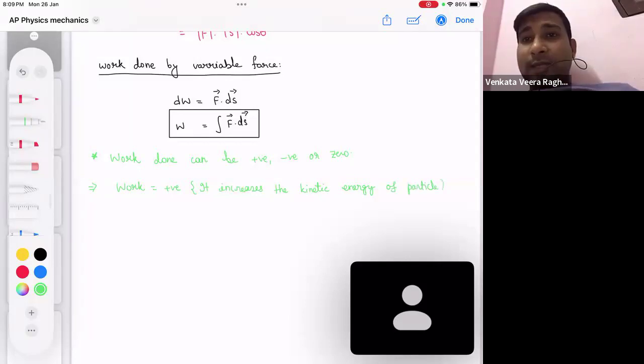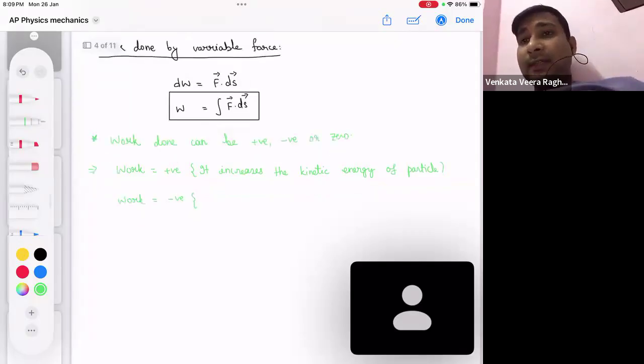Clear? What about the negative work done? If the work done is going to be negative, then what does it do? It decreases the kinetic energy of the particle. Okay, decreases the kinetic energy of the particle. And if work done is coming zero, what does it mean? That means no change in kinetic energy.